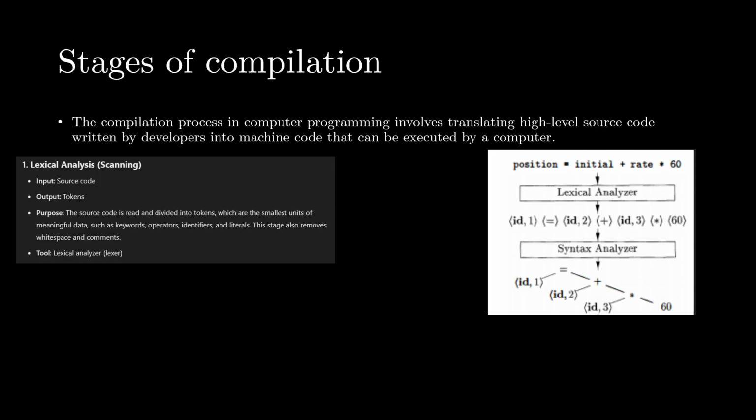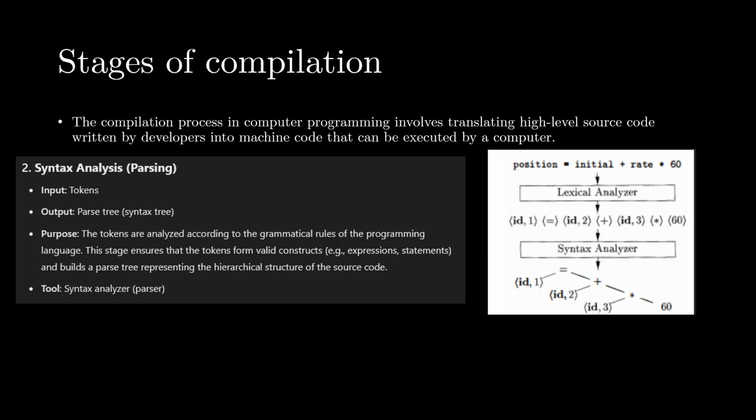On the right hand side, you can see the top line looks like something a programmer might write, like source code. And then after he compiles it, that gets fed into the lexical analyzer, which turns everything into tokens. This stage also has something called a symbol table, but I'll mention that later.